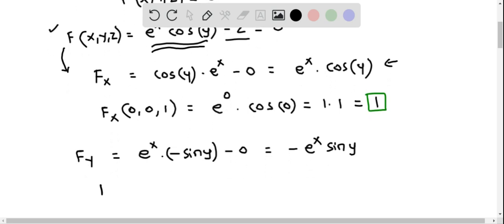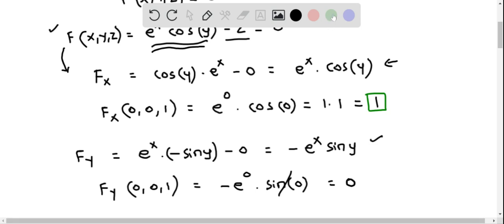Now we will find this partial derivative at the point (0, 0, 1). So we have to plug in x equal to 0, y equal to 0, and z equal to 1 into this partial derivative. So therefore this becomes negative of e raised to the power of 0 times sine of, replacing y by 0, sine of 0. Sine of 0 is 0, so therefore this is going to be 0. So we determine that the partial derivative of f with respect to y equals 0.